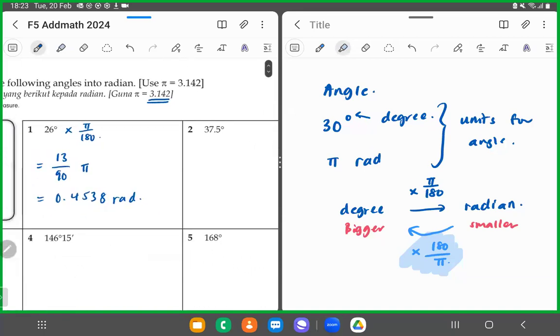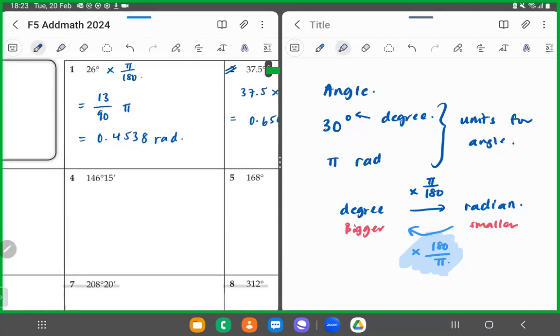Okay, try question number 2. Can you get me the answer for question number 2? You will need to change the 37.5 into radian. Zero point. Yeah, correct. 0.6546. Okay, next one.